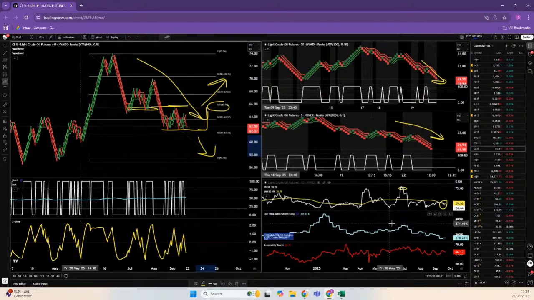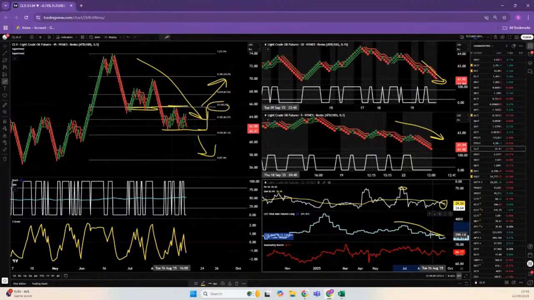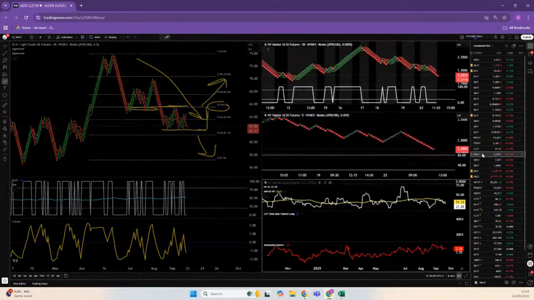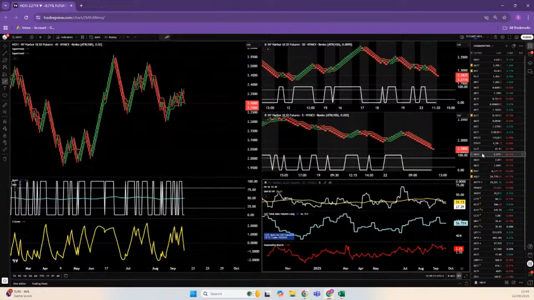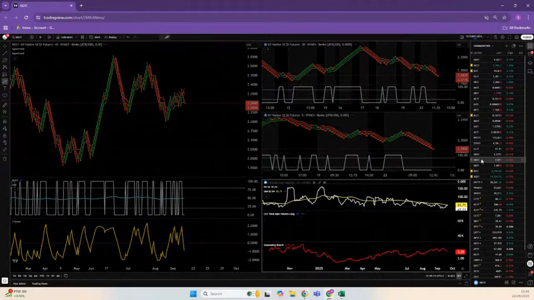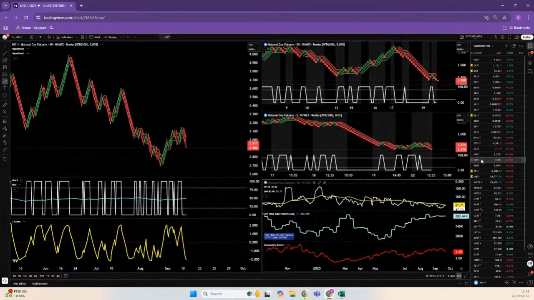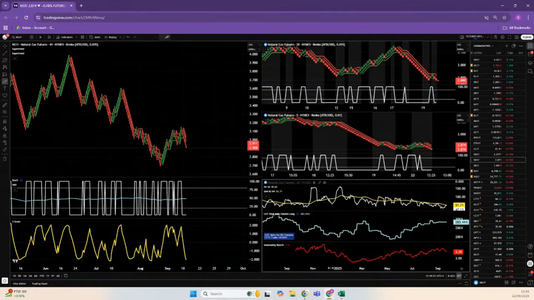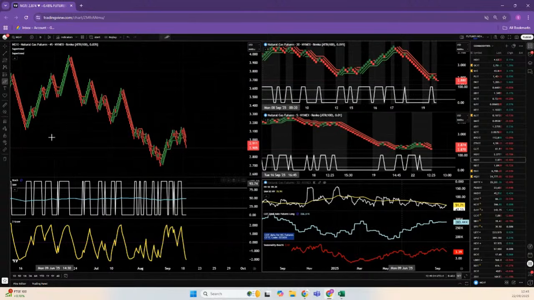Large speculators, let's have a quick look at them, by the way. Looking bearish at the moment on oil. Heating oil, very correlated to the crude.